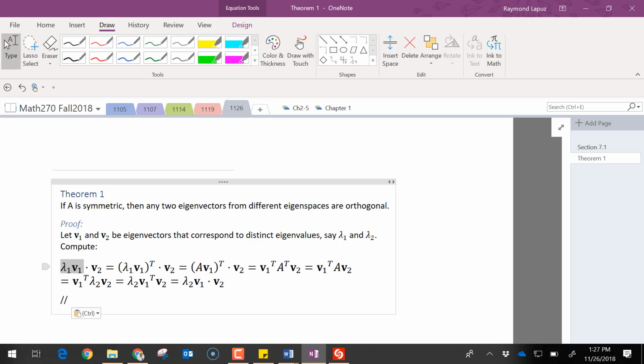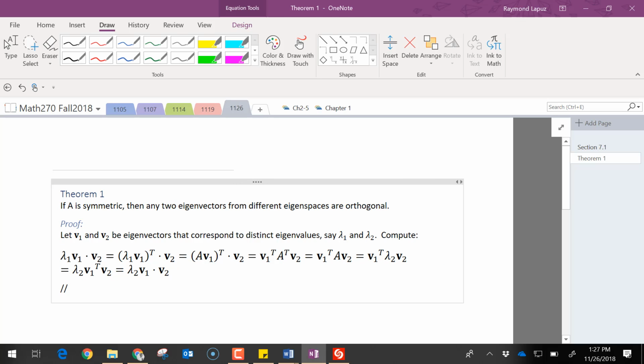All right. Well, this just says that the last part says that v1 dotted with v2 with a constant outside is equal to v1 dotted with v2 with a different constant outside. And if those things were equal to each other, then the constants are non-zero because they're eigenvectors, and so v1 dotted with v2 must be equal to 0. So it just says that they're orthogonal. So that's the official proof of this.